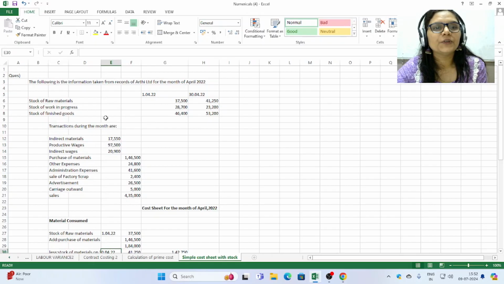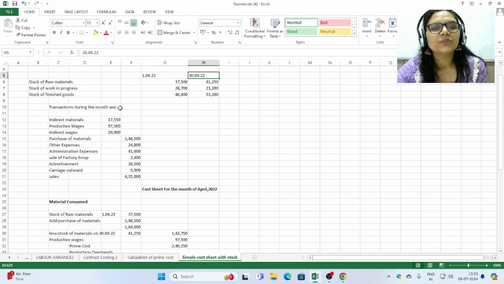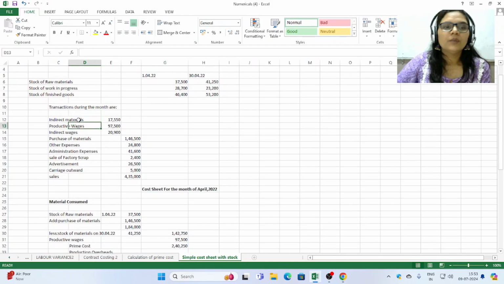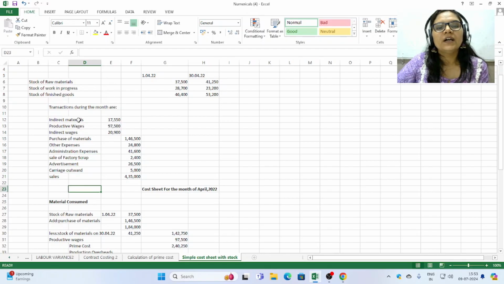particular numerical for you. The following is the information from the records of Aarti Limited for the month of April 22. Stock of raw materials, stock of work in progress, stock of finished goods, 1st April and 30th April. Transactions during the month are indirect material, productive wages, indirect wages, purchase of material, other expenses, administration expenses, sale of factory scrap, advertisement, carriage outward, and sales. Cost sheet for the month of April 22.